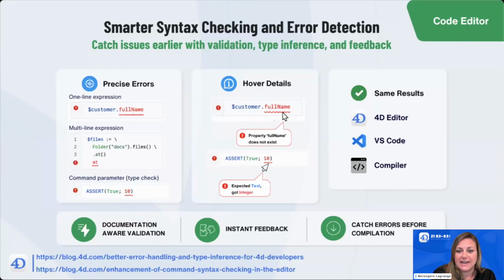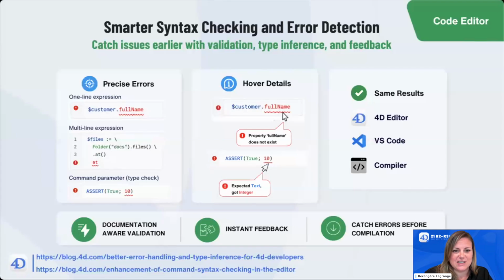Instead of highlighting the entire expression, 4D now pinpoints the exact token causing the issue, even inside multiple expressions. So you can simply hover over the highlighted code to see the error instantly, and command parameters are now validated directly against the documented parameter types while you write. The result is faster feedback, fewer surprises during compilation, and a smoother coding experience from start to finish.